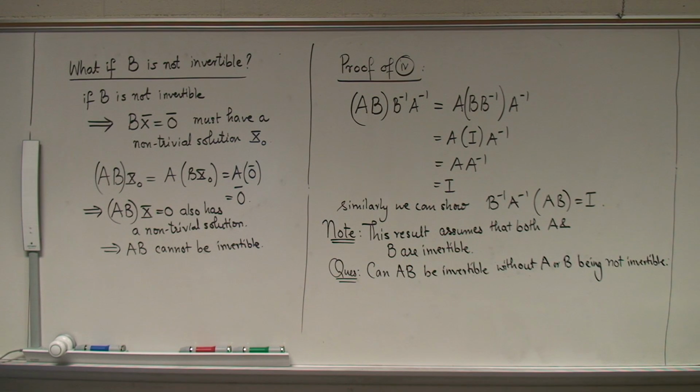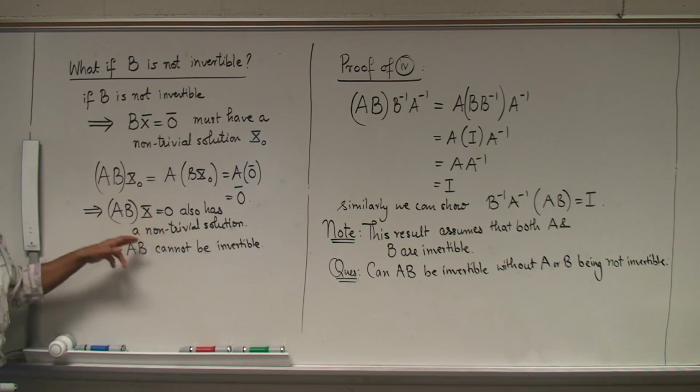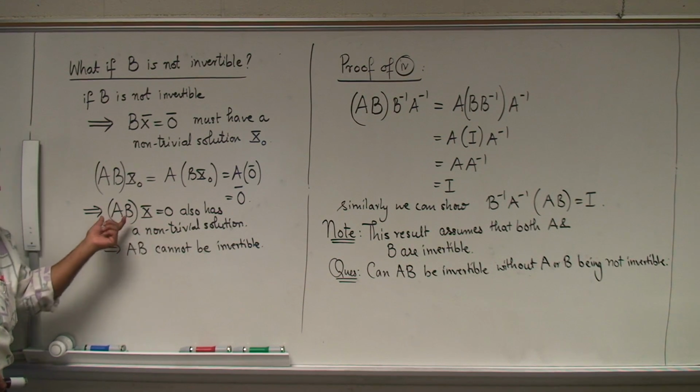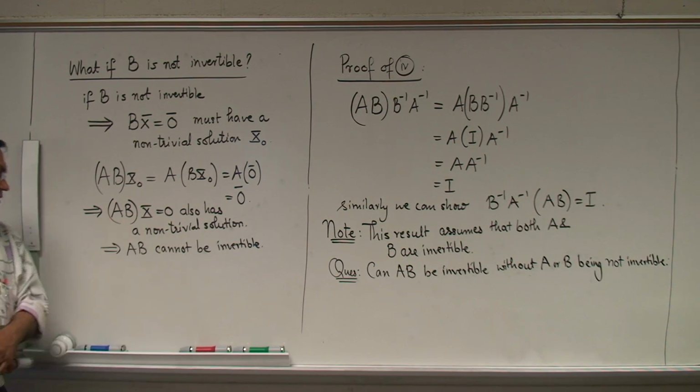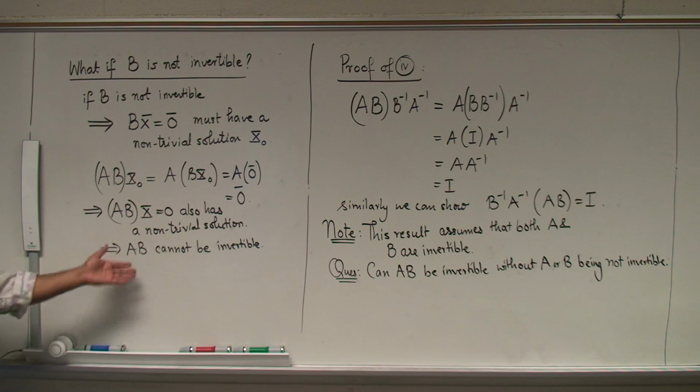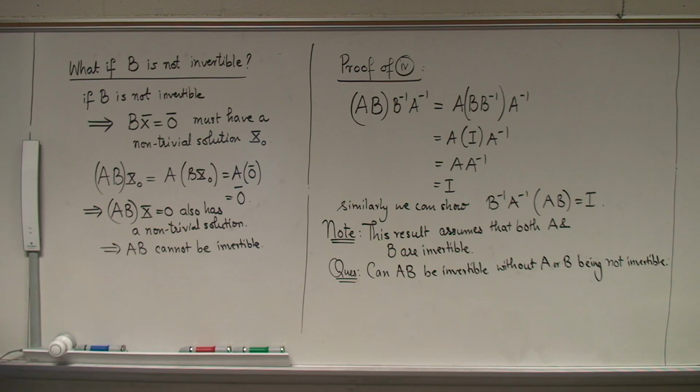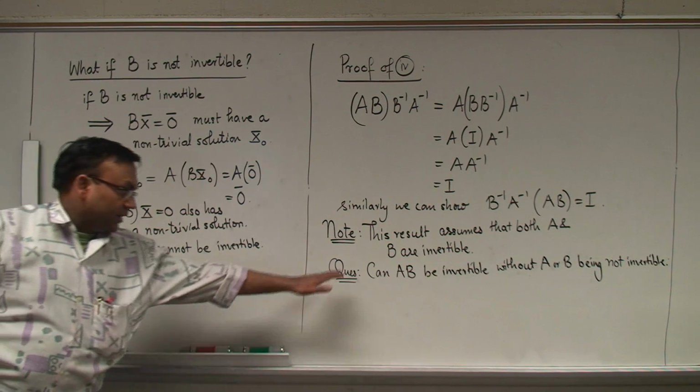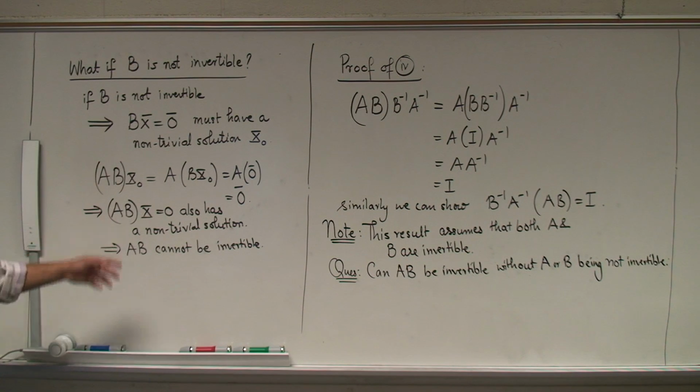So if B fails to be invertible, then B has a non-trivial solution for its homogeneous system, and that same solution will work as a non-trivial solution for this system ABx equal to 0. And since it has a non-trivial solution, by the fundamental theorem we can say it is not invertible. So at least we know some answer to it: if B is not invertible, A times B cannot be invertible, even though A may be.